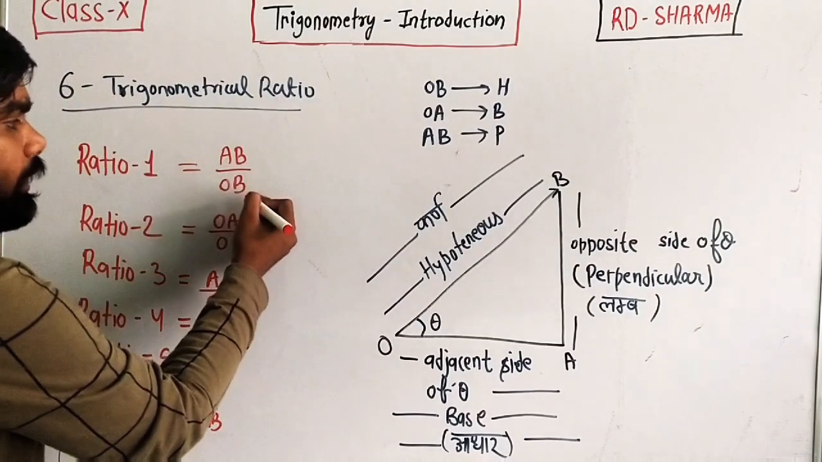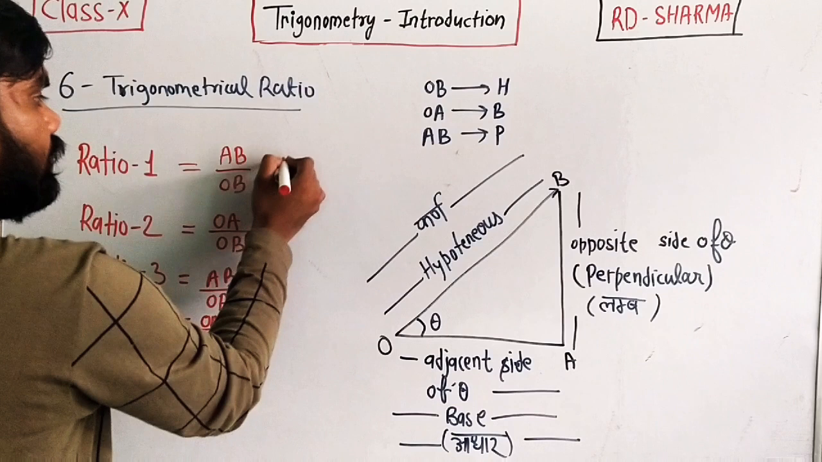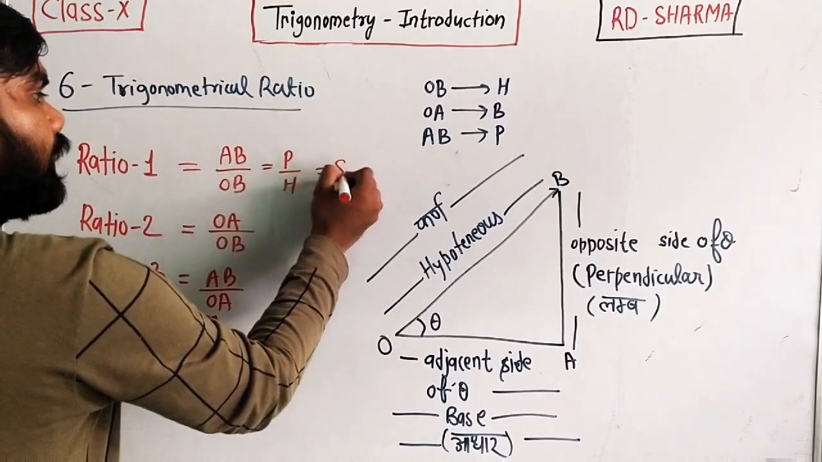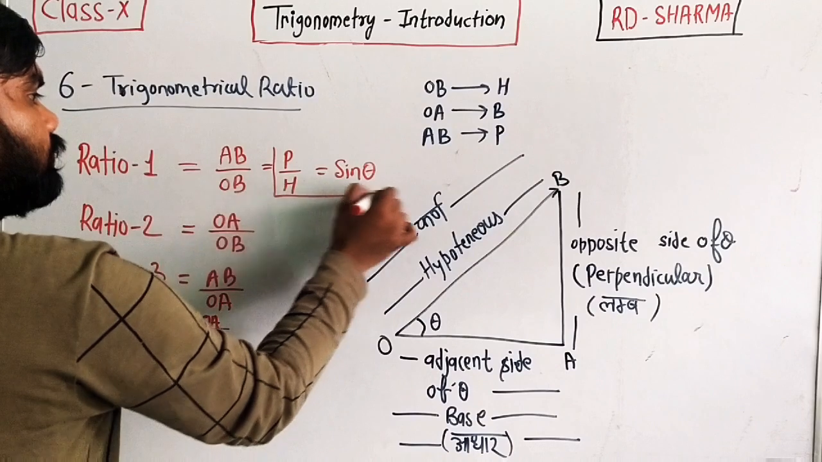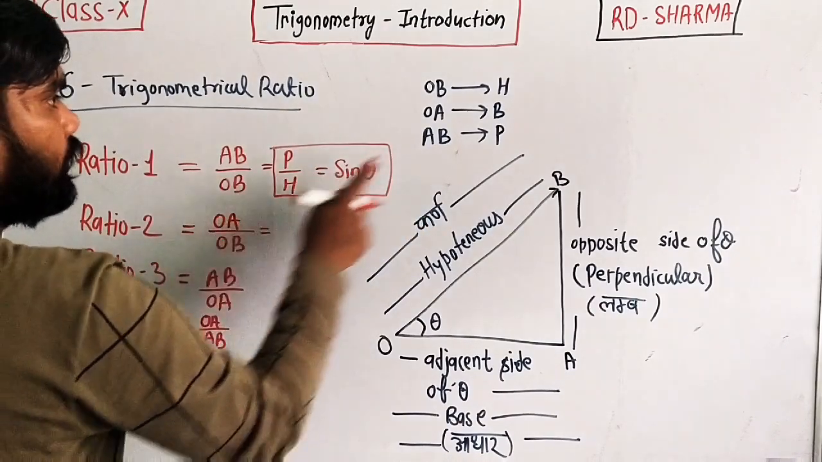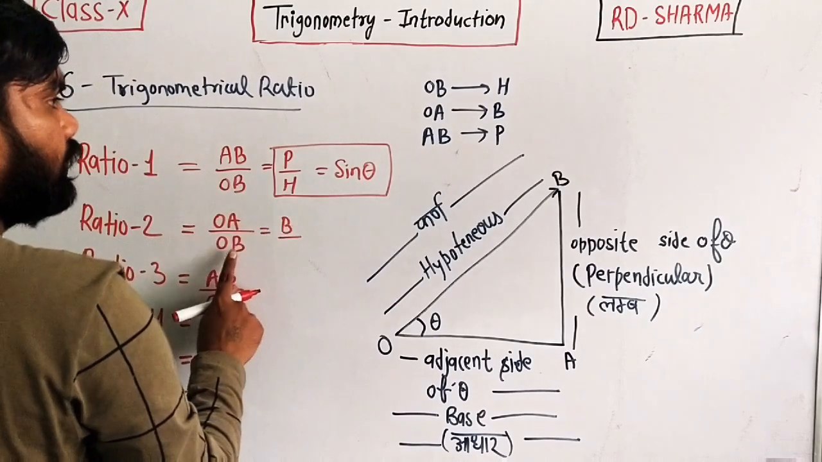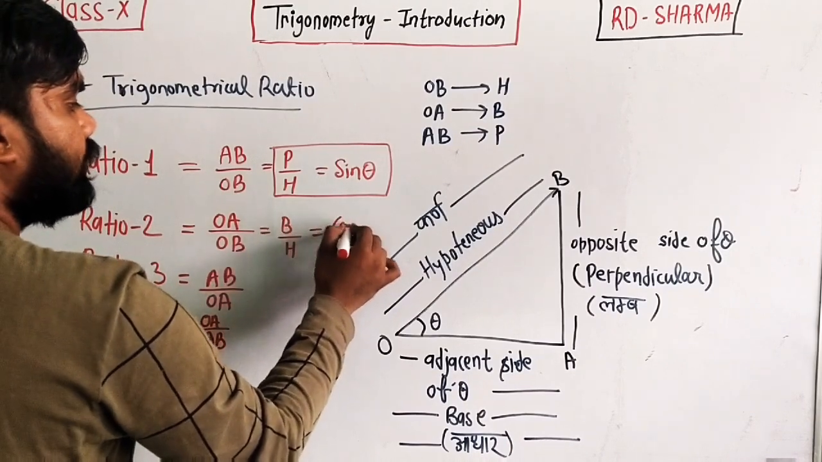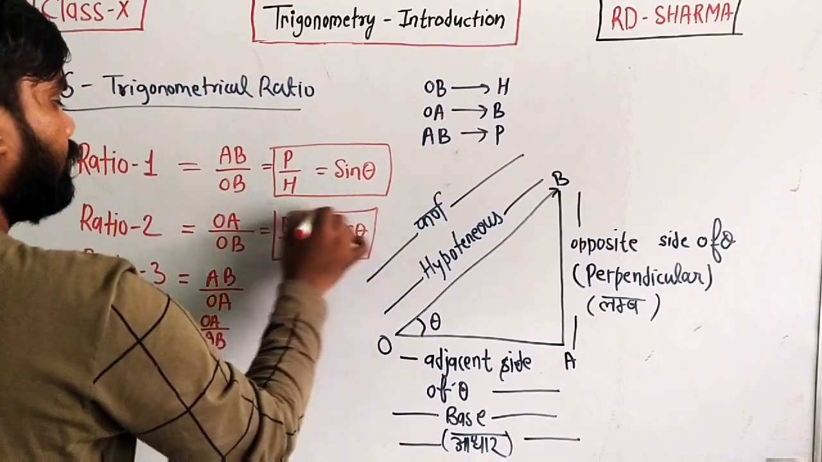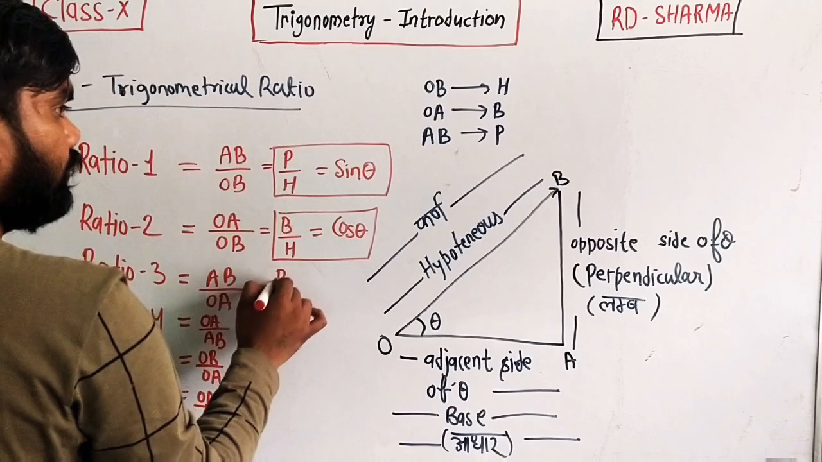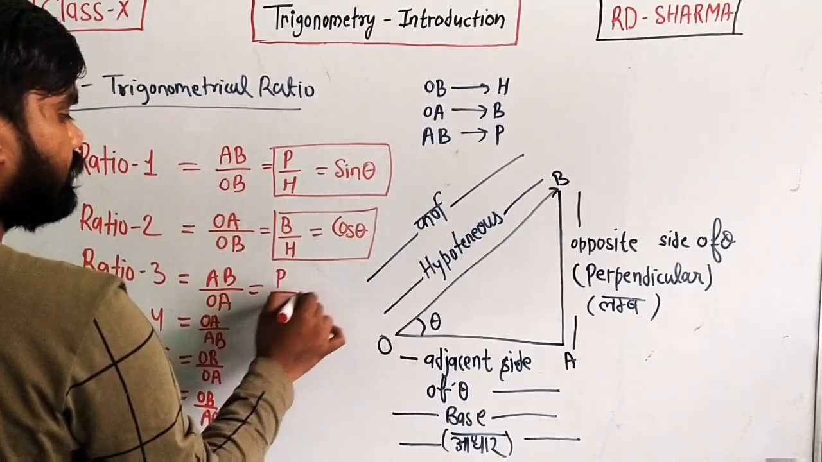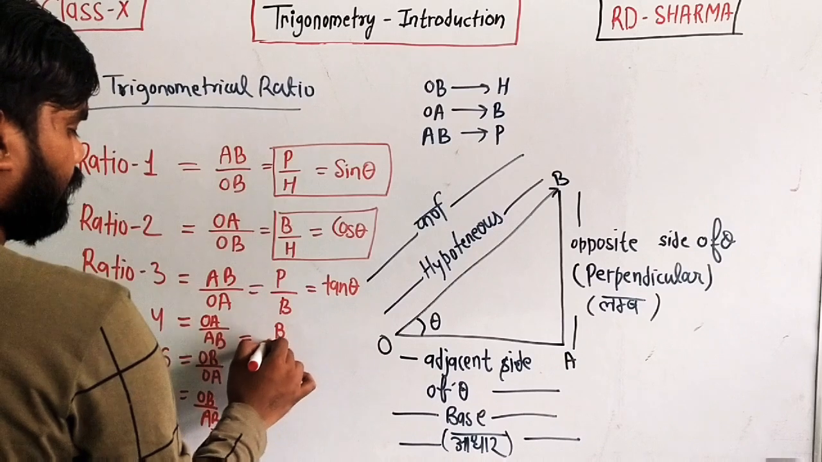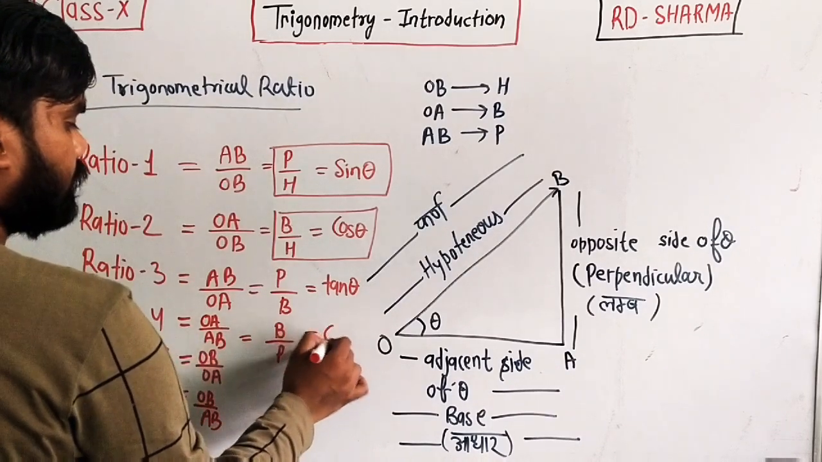AB upon OB, as you know AB is P, the perpendicular, and OB is H, the hypotenuse. Perpendicular upon hypotenuse we call sin theta. Sin theta, this is your first formula. OA is base upon OB, hypotenuse. This is cos theta. AB is perpendicular upon OA, the base, is tan theta. And this is B upon P. This is cot theta.